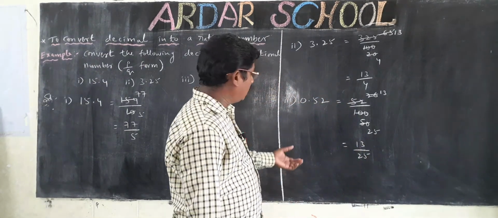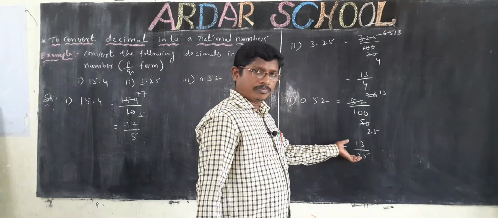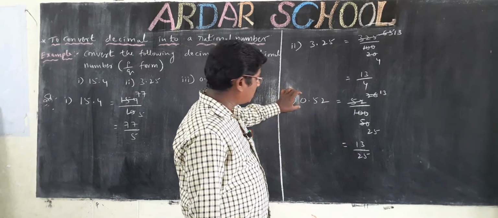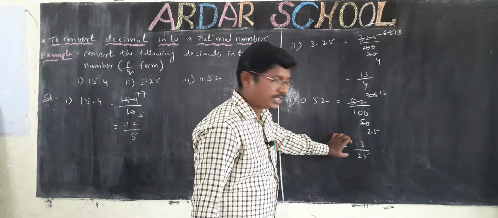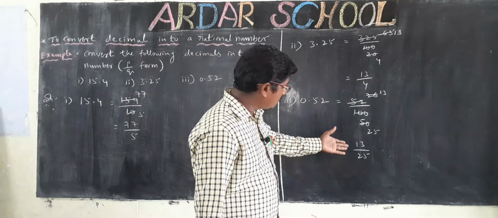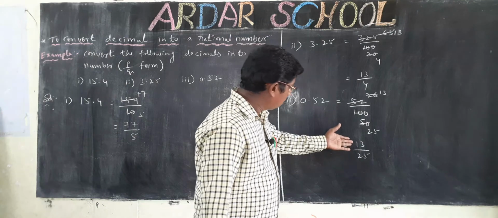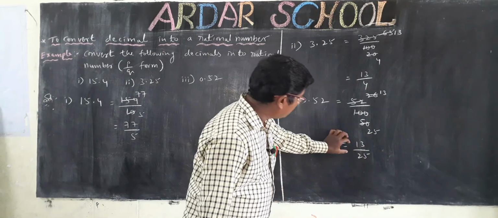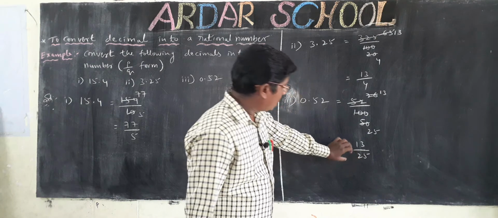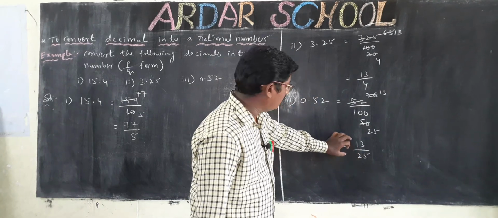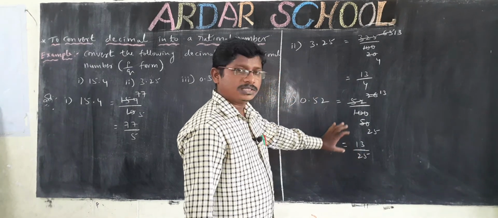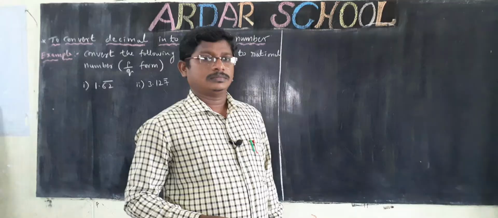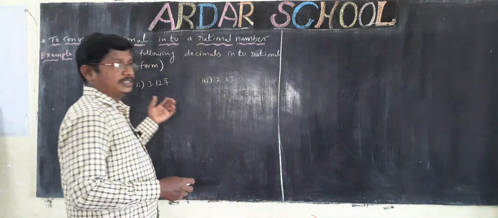13 by 25 is also in P by Q form. So this terminating decimal is converted into P by Q form. This is a rational number. Why? Because it is in the form of P by Q, where P, Q belong to Z and Q is not equal to 0. Here 13 and 25 are integers and 25 is not equal to 0. That's why 13 by 25 is a rational number. Okay, understood? Let us start the second example.